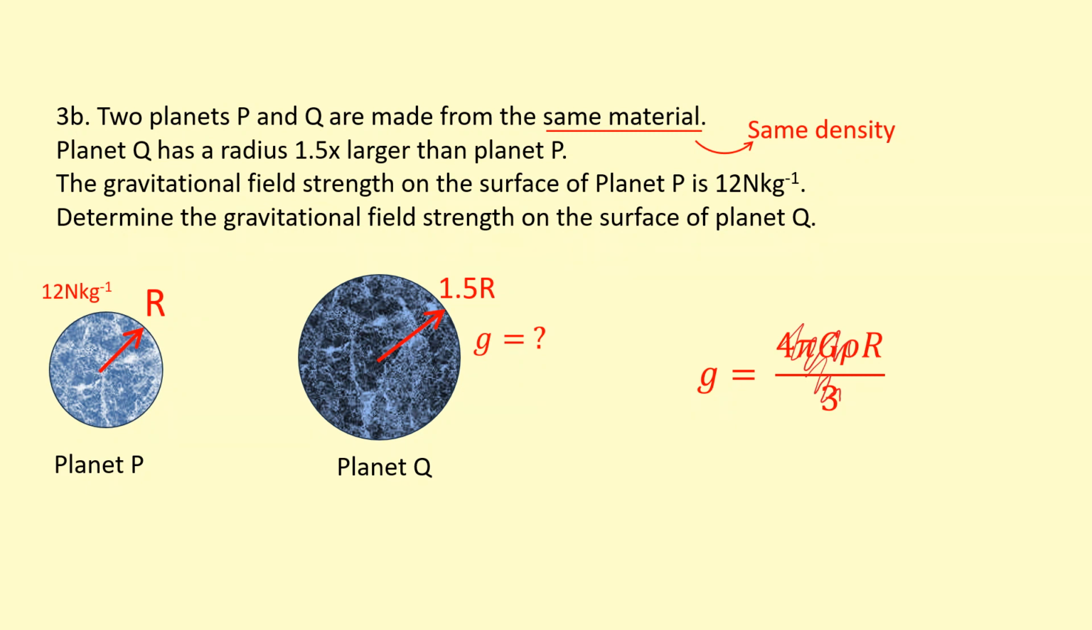It's the radius that's different. So the radius on the second planet is 1.5 times bigger, and as you can see, that's directly proportional to gravitational field strength. So the gravitational field strength is going to be 1.5 times bigger, so 12 times that, and we get 18 newtons per kilogram on the surface of planet Q.